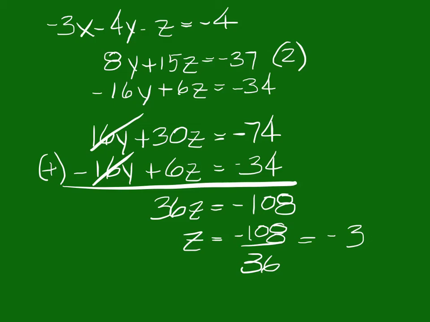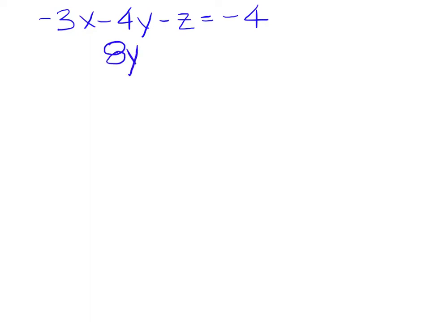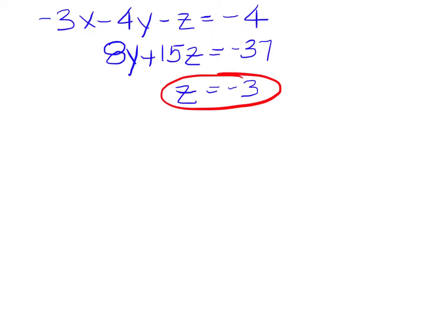And once you reach this point, you can go backwards and solve for y and then solve for x. So on the next screen, we start with negative 3x minus 4y minus z equals negative 4. Keep our second equation the way it was, 8y plus 15z equals negative 37, and we found z to be equal to negative 3. So we can solve backwards from there. Plug in z equals negative 3 to this spot here, and that's 8y plus 15 times a negative 3 equals negative 37.